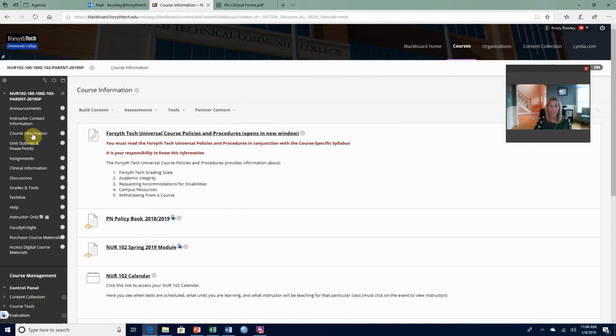So if you go ahead and click on that, this is where it houses the policy book and the module, stuff like that. For your policy book, it's important to know that that's there. It's there for you, and it's there for the students. The policy book does have rules in there about clinical, about wearing your clinical uniform and the expectations of that.